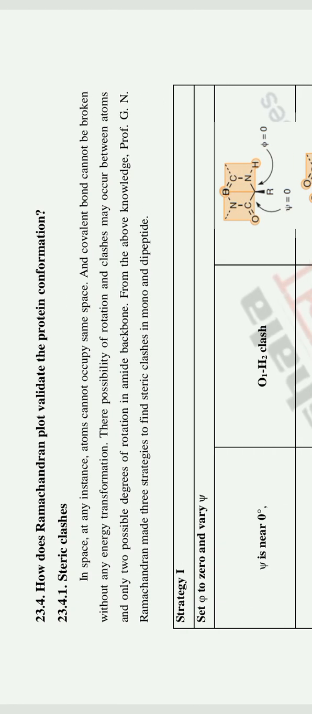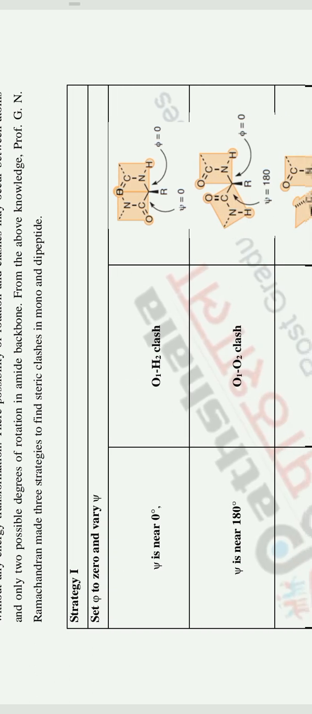How does the Ramachandran plot validate the protein conformation? Steric clashes: in space, at any instance, atoms cannot occupy the same space. The covalent bond cannot be broken without any energy transformation. Rotation is possible, and clashes may occur between atoms, with only 2 possible degrees of rotation in the amide backbone. From this knowledge, Professor G. N. Ramachandran made 3 strategies to find steric clashes in mono and dipeptides.